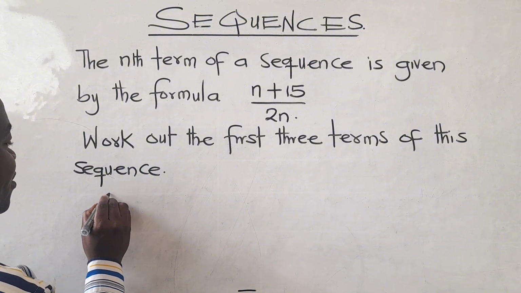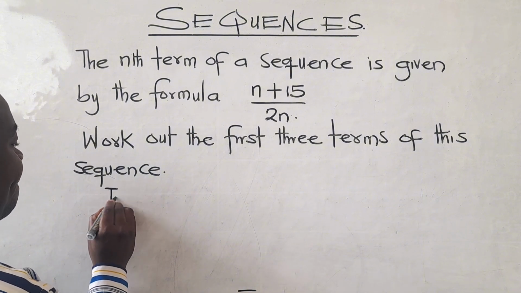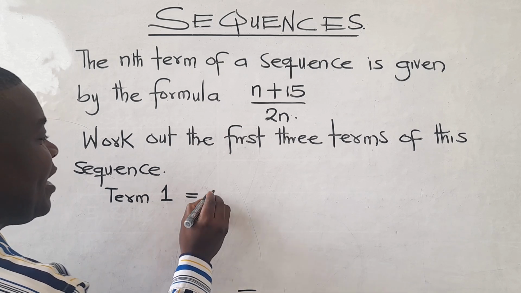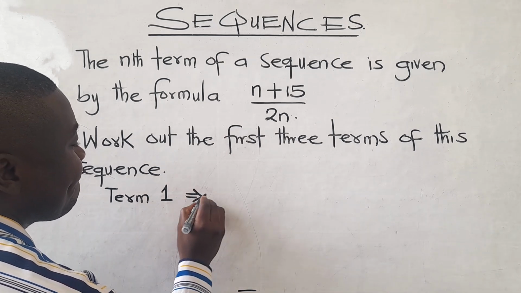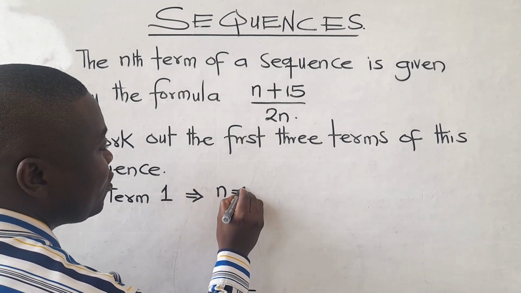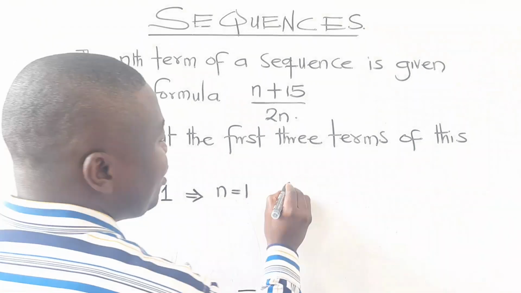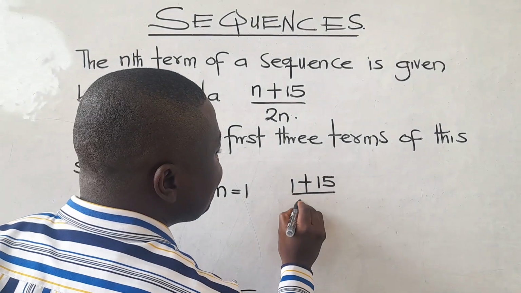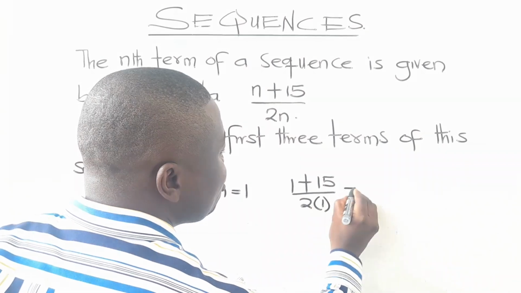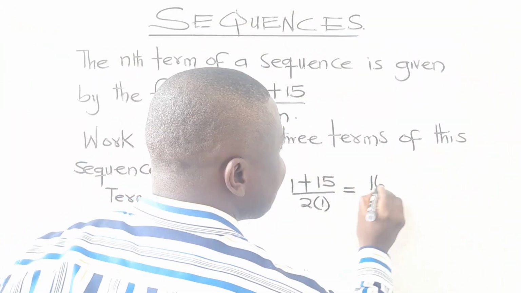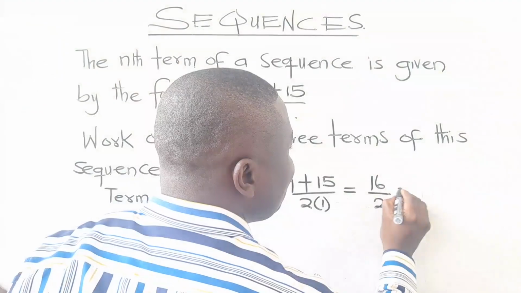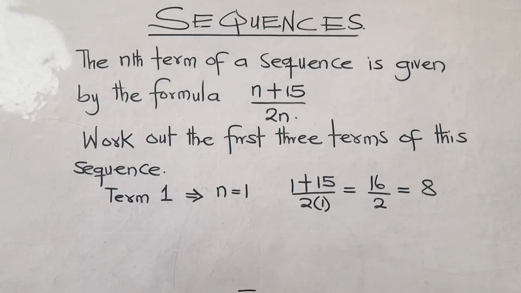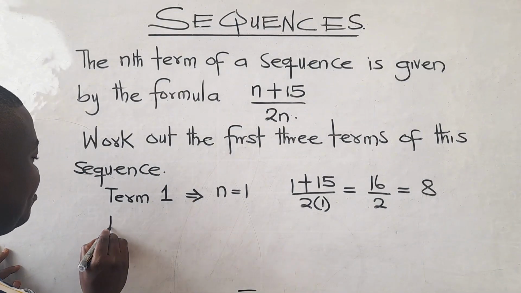To get the first term, term 1, we'll make n equal to 1. So it becomes 1 plus 15 over 2 times 1. So you have 16 over 2, which is 8. The first term is 8. Let's see the second term, term 2.